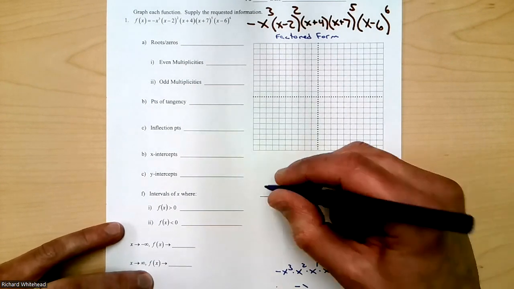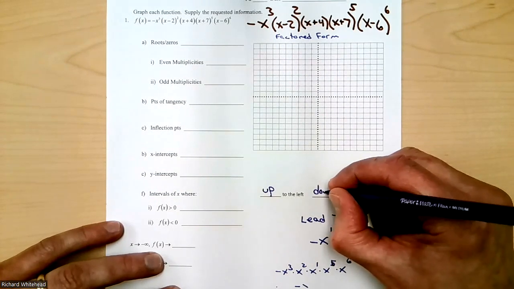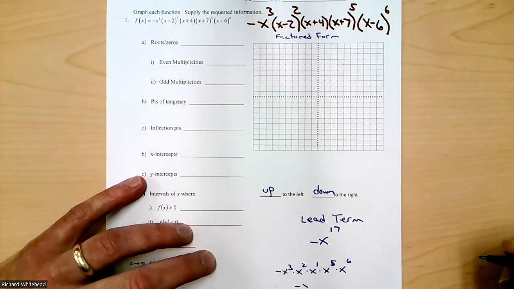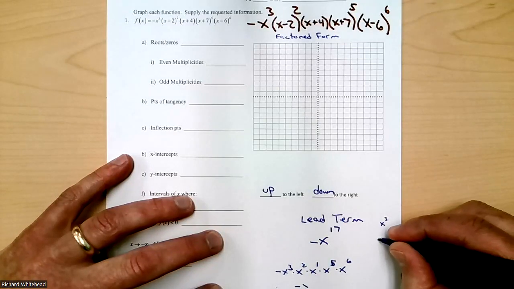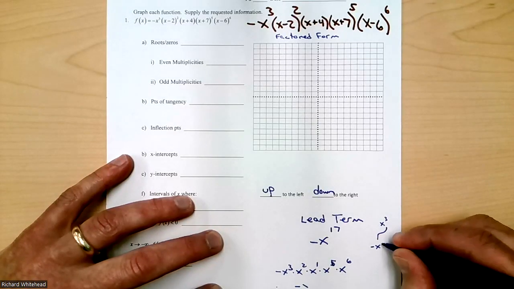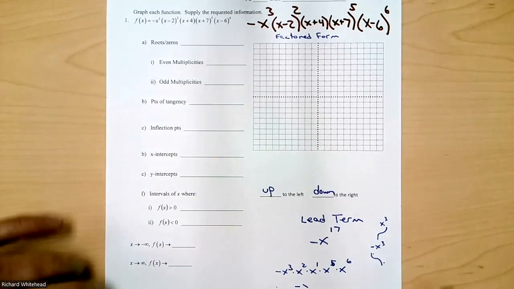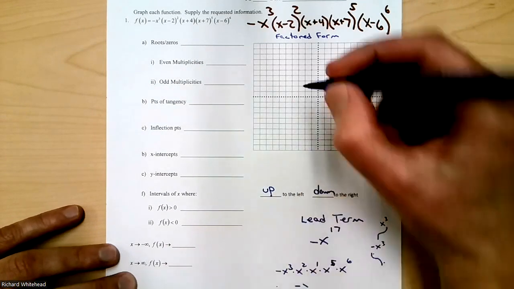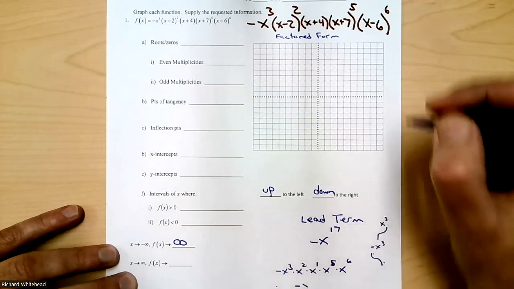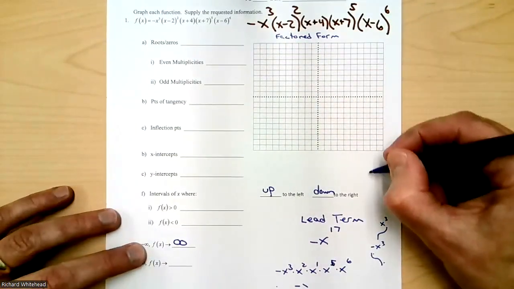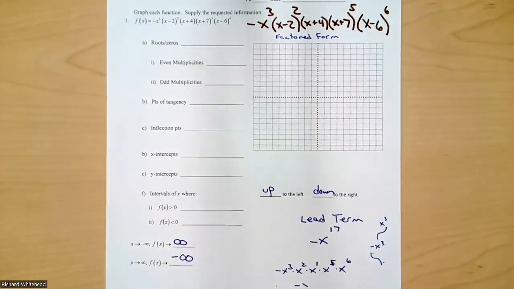As we recall, negative odd was up to the left, down to the right. How do I remember that? Ever since I was a little kid, x cubed looks like this, so negative x cubed looks like this, up, down. You're up on the left, going to positive infinity, and down on the right, going to negative infinity.